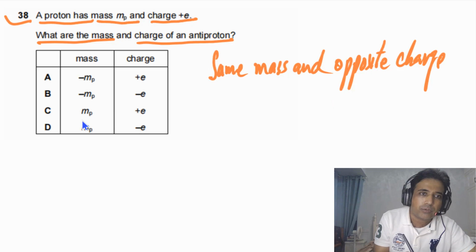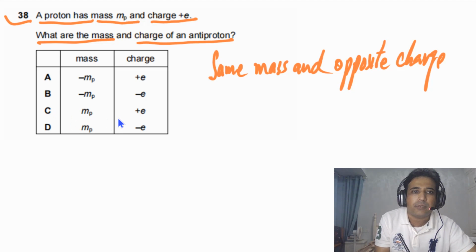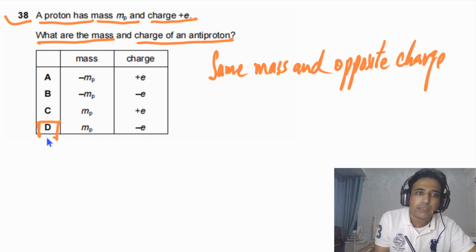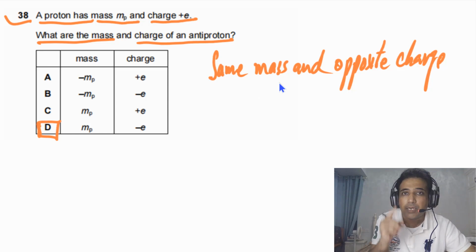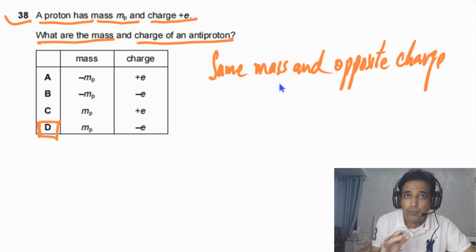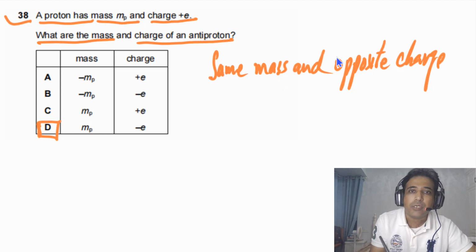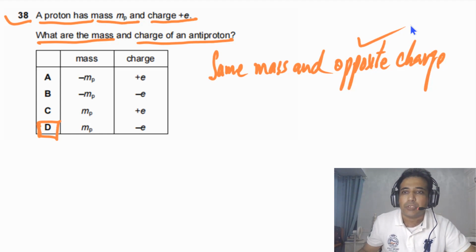So the mass has to be the same, so the answer has to be m sub p. And this is the charge on the proton, so the charge on the antiproton has to be negative. So the answer for this question is D. Particle and antiparticle have the same mass and other properties are opposite. It means charge is one other property, so charge also has to be opposite.